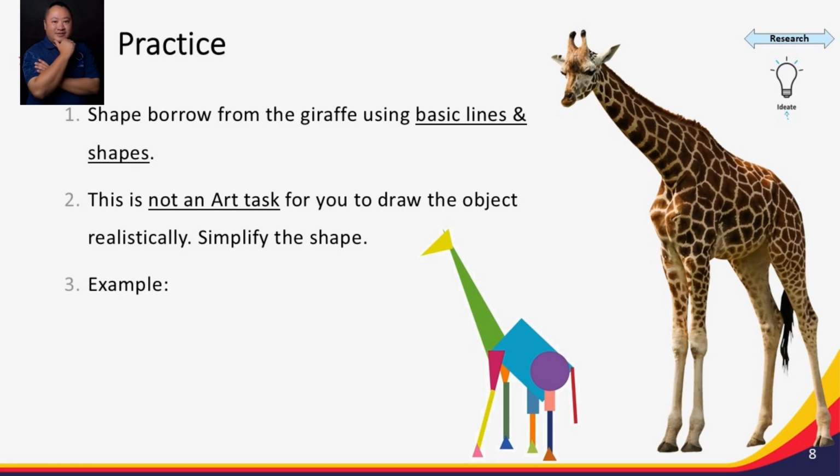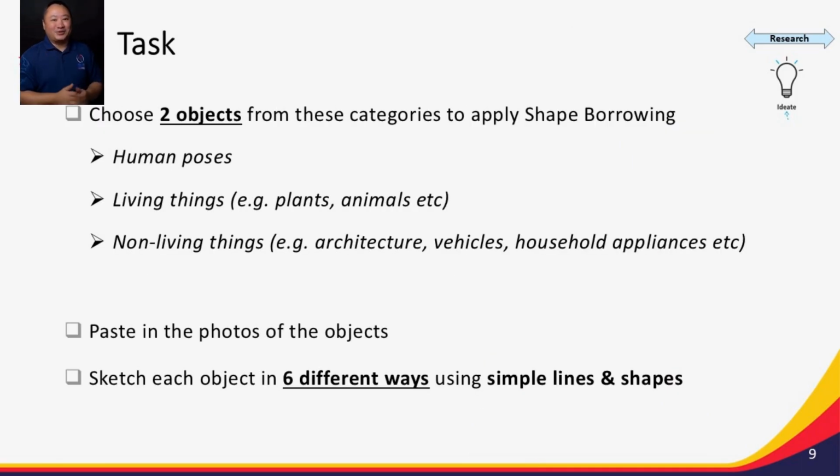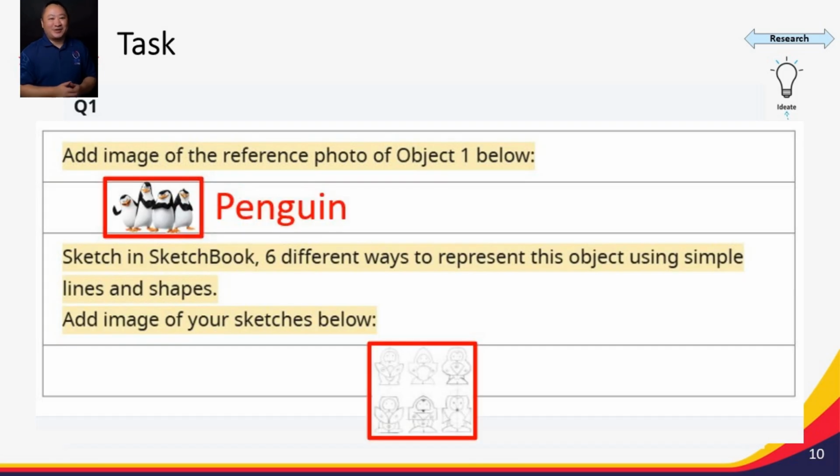Remember, you will have to be able to cut the outline on your workpiece using a scroll saw, so don't make it overly complicated. For the design task, go to the SLS lesson assigned. You will need to choose 2 objects to apply shade borrowing. The objects can come from these 3 categories: human poses, any living thing, and any non-living thing. Remember to add in the image of your reference photo in your assignment.